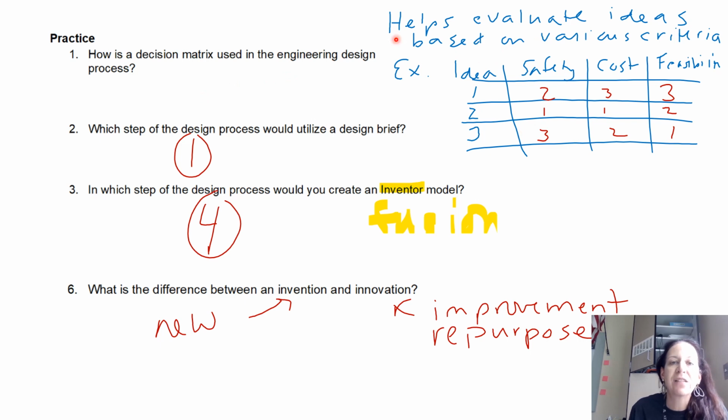The decision matrix, this says, helps evaluate ideas based on various criteria. And so you might have your ideas, you would probably name them, and then you'd rank them on different aspects of it. And then you'd either be looking for the highest number or the lowest number, depending on how you set it up. Design brief would be in step 1. A fusion model would be in step 4. An invention is something new. An innovation is an improvement or repurposing of something that already exists.